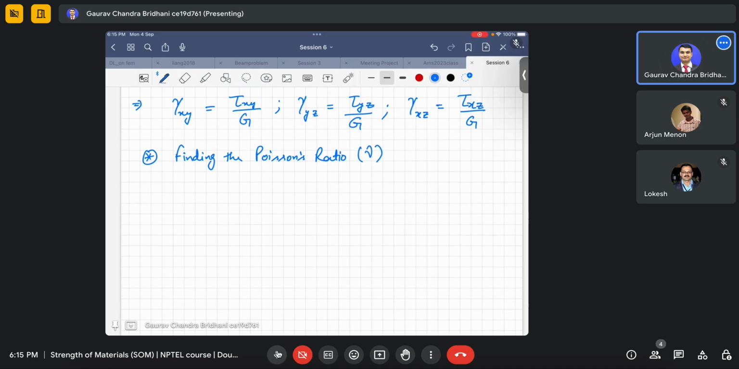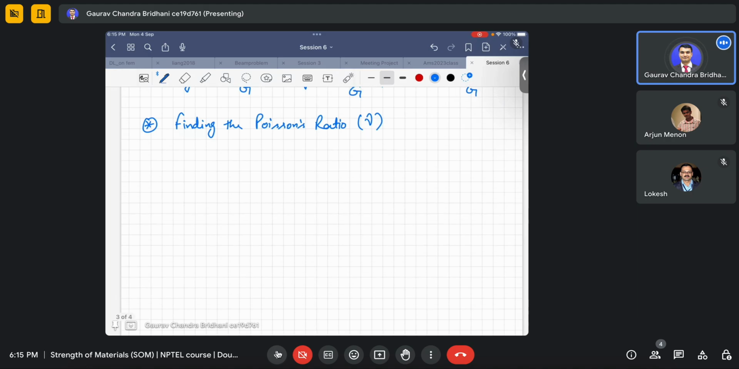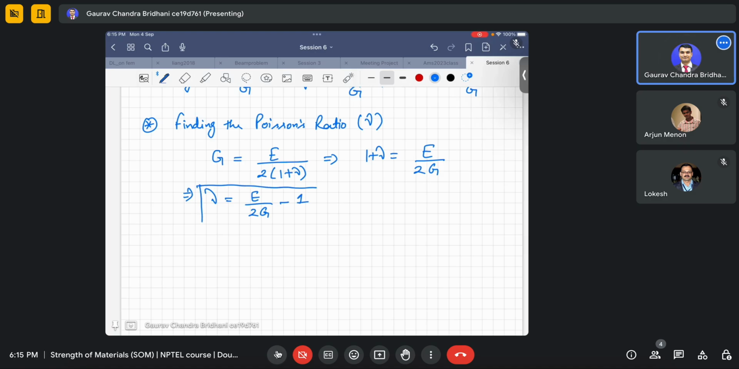You know the relationship between G and E: G is nothing but E upon 2 times 1 plus nu. We know both G and E, so from this relation 1 plus nu will be E upon 2G. So basically nu will be E upon 2G minus 1. This will be the relationship for nu.